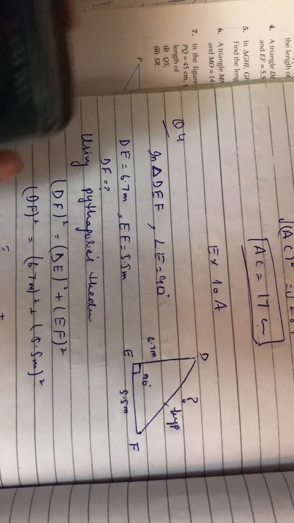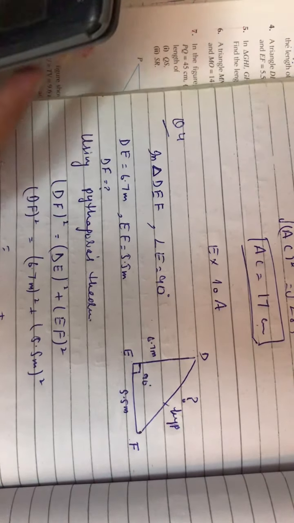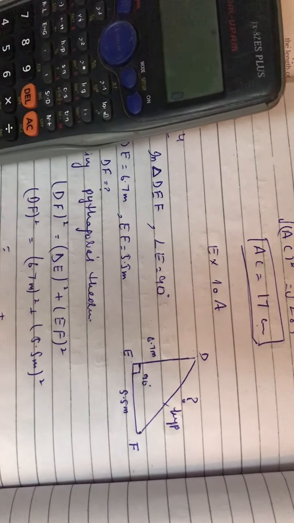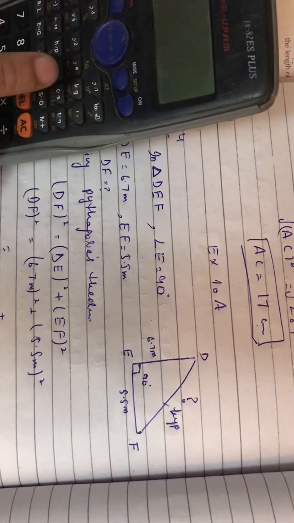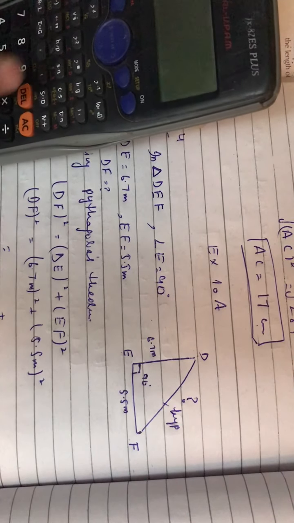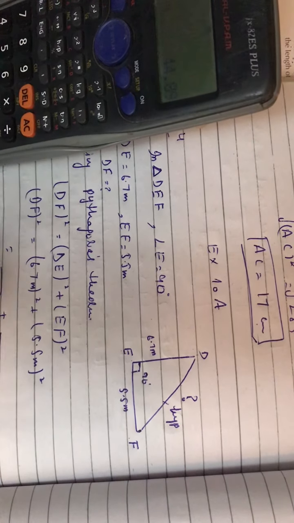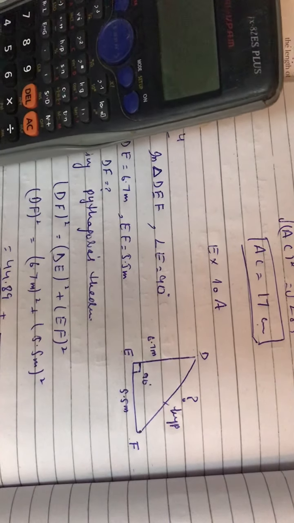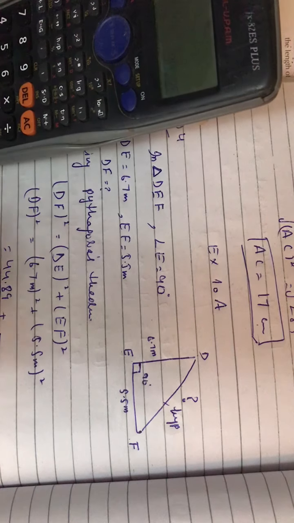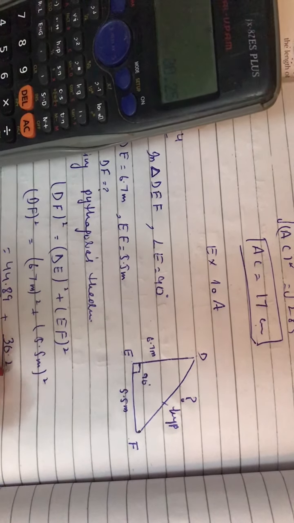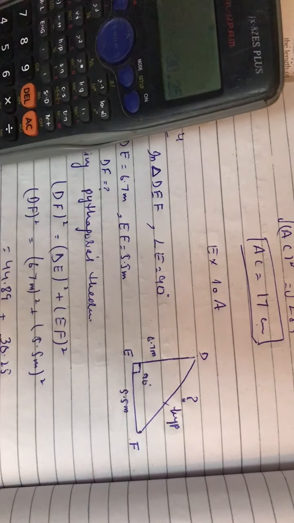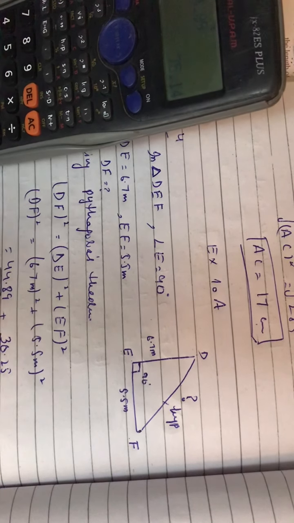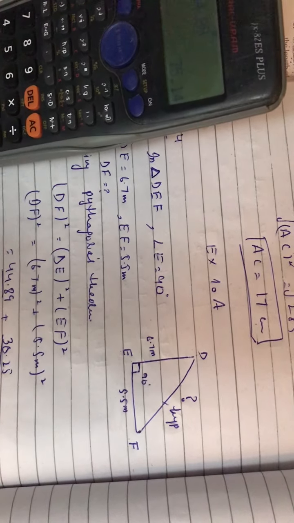There is a problem in calculator. Okay, 6.7 square. Then we get 44.89 and 5.5 square. Then we get 30.25. Now we add this plus 44.89, then we get 75.14.